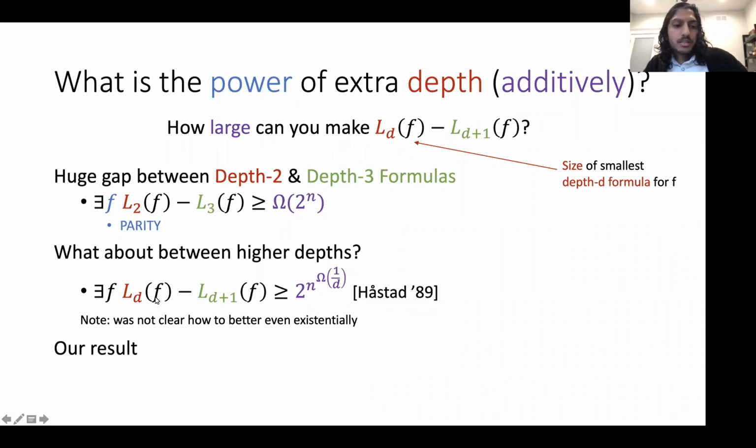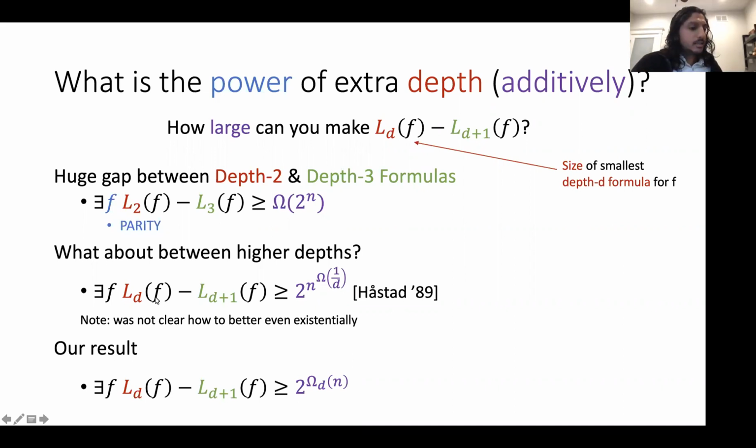And so what we prove is an existential result that kind of improves exponentially here. We're actually able to show that there exists some function, and this function is going to be a mix between a random function and parity, such that its depth d and d plus 1 complexity is greater than or equal to 2 to the omega sub d of n. So this means that there exists some constant depending on d. Roughly, the dependence is going to be like 2 to the n divided by 2 to the d or something like that. But there's some constant depending on d, such that you get a lower bound better than 2 to that constant times n.